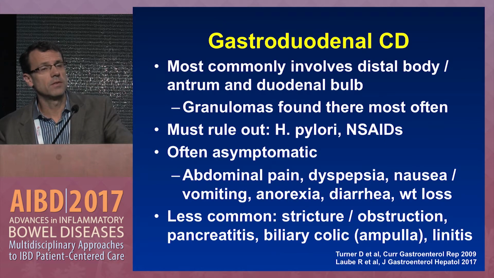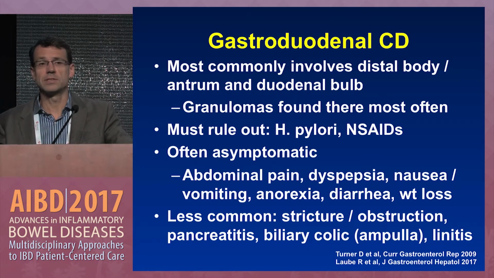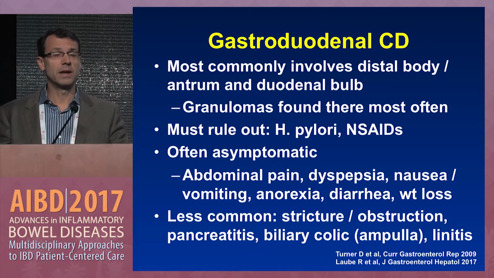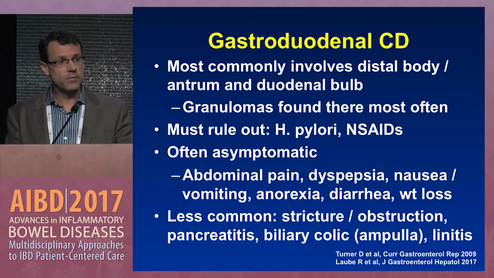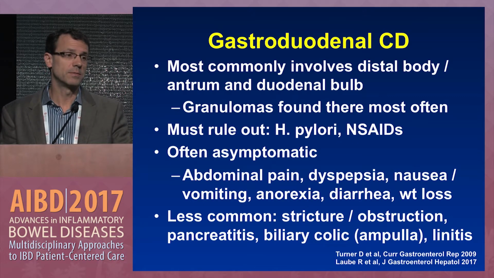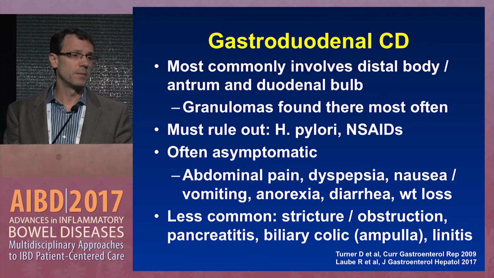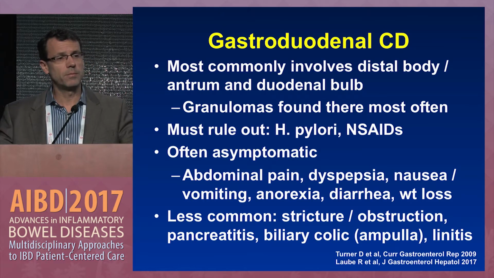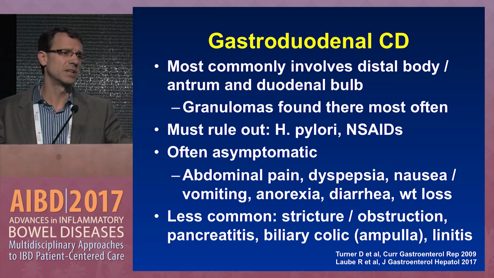So it most commonly involves the distal body or antrum and the duodenal bulb, and that's also where it turns out you find granulomas the most often. It's important to rule out H. pylori and NSAIDs here. Patients are often asymptomatic, but if they do have symptoms, they typically manifest abdominal pain, dyspepsia, nausea and/or vomiting, anorexia, diarrhea, and weight loss. Less commonly, patients will present with strictures or obstruction.